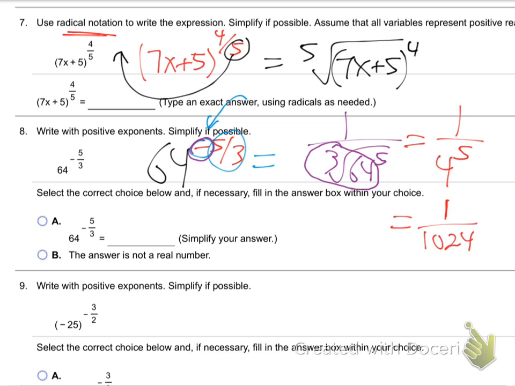So negatives in the power zone are totally different than negatives in the front. Okay. How about the next number? Are you guys good there? Questions on that one?